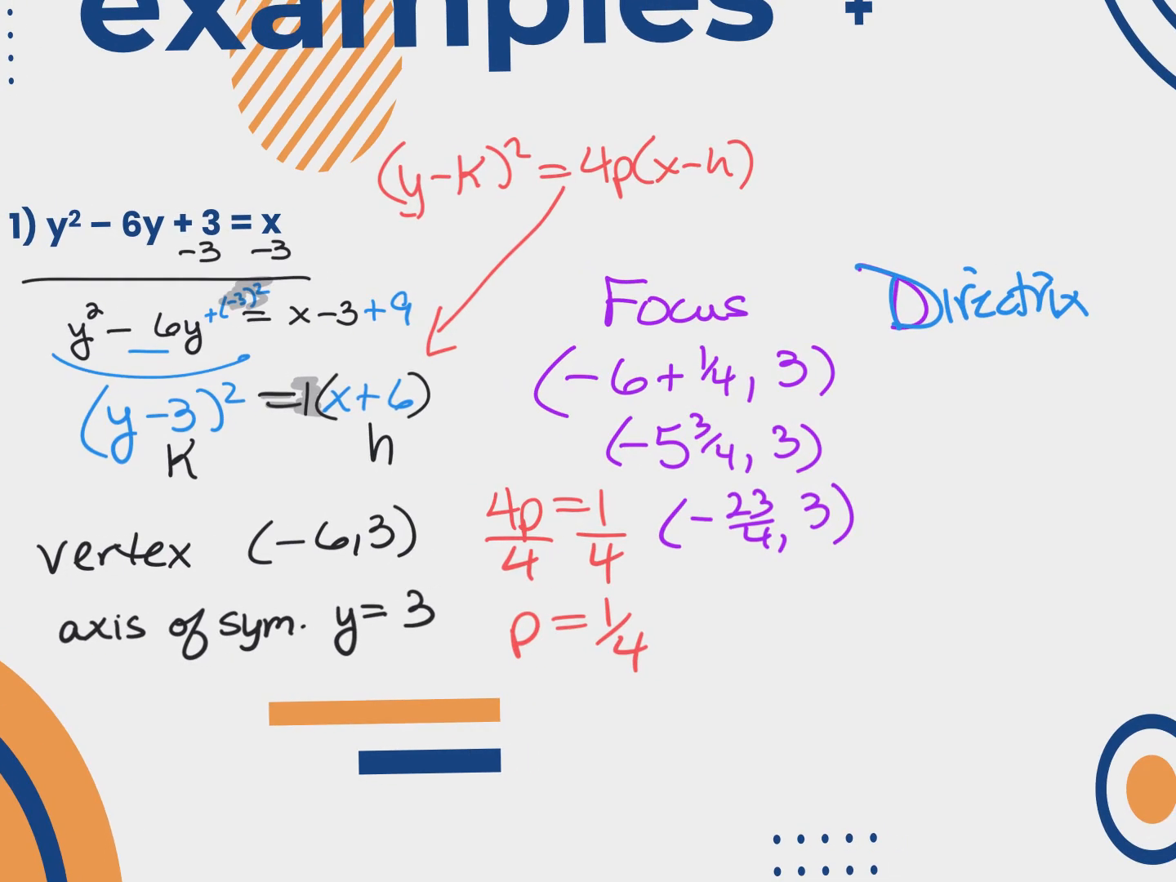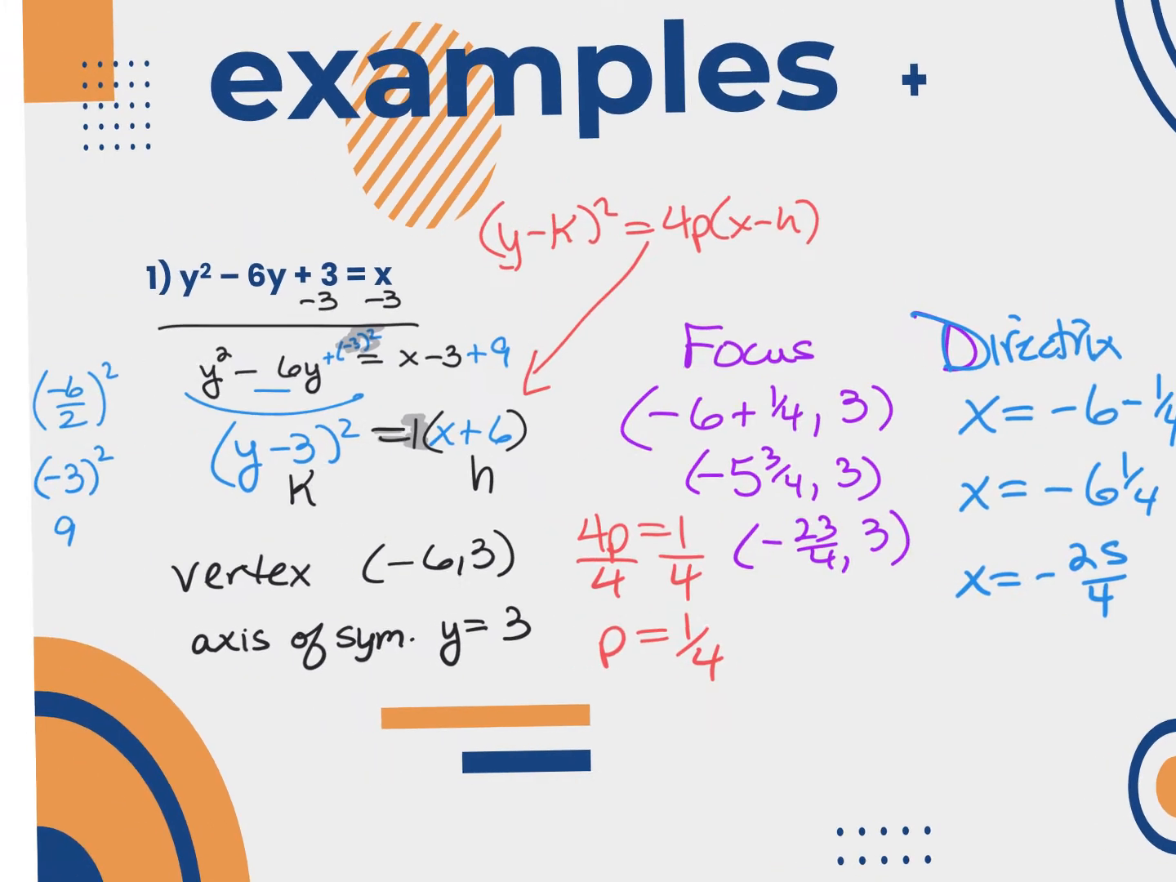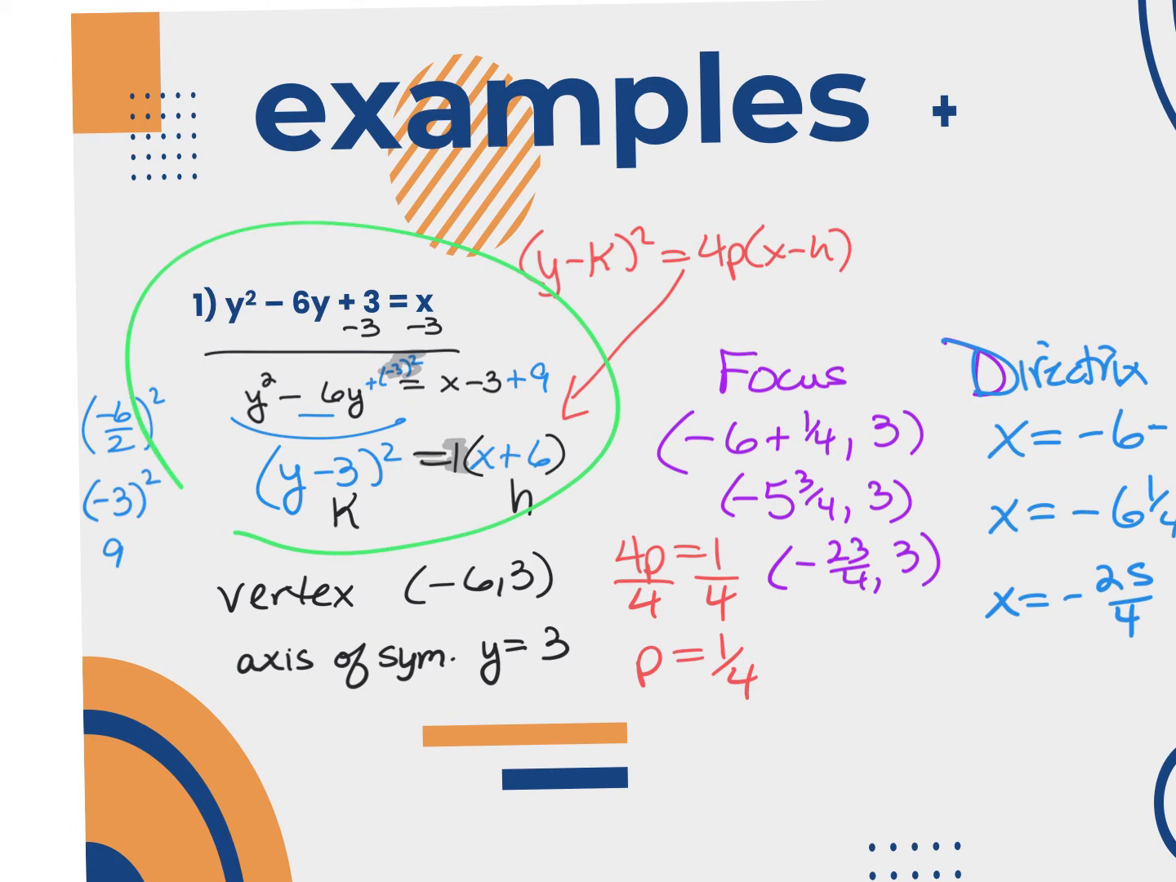So again, the non-squared variable, and now I'm going to add the opposite of p to the x of the vertex, and the opposite of p is -1/4, so my directrix equation is -6 1/4. If you need it as an improper fraction, -25/4. Now, this is everything that you did on the quiz. The only thing that was new was this part over here where we completed the square.